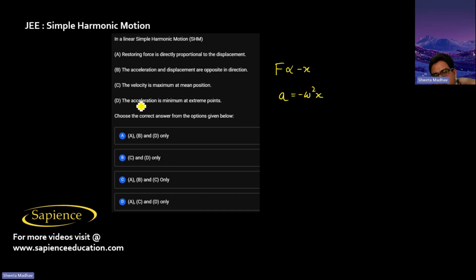And the acceleration is minimum at the extreme points. No, that is wrong since acceleration is maximum at the extreme points. So at the mean position, the velocity is maximum. So C is true, B is also true, and A is also true. So A, B, and C. So option C is the correct answer.